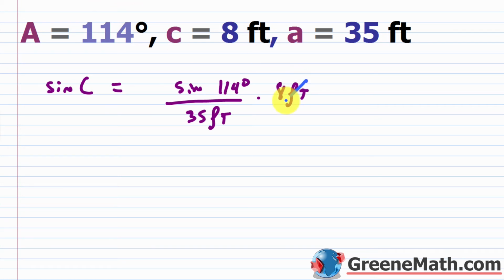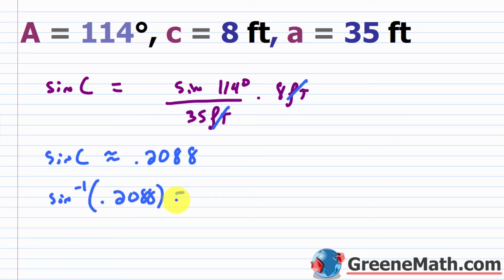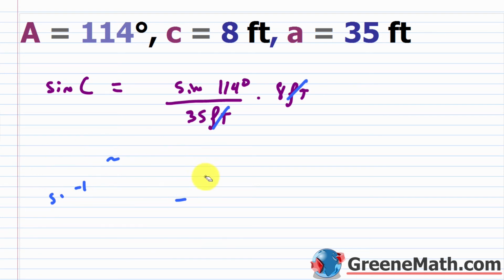So we know that this is going to cancel with this, and so basically what you'd have is about 0.2088. So let's say the sine of C is approximately 0.2088. So we're going to do the inverse sine. Sine inverse of 0.2088 is going to be equal to about 12.05, so maybe we'll go 12.1. So let's say that C is approximately 12.1 degrees.